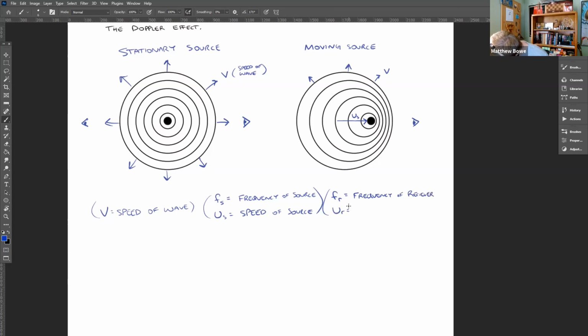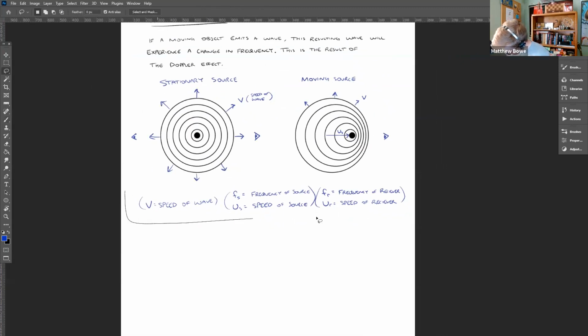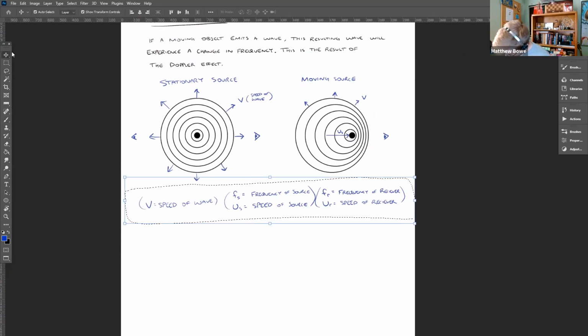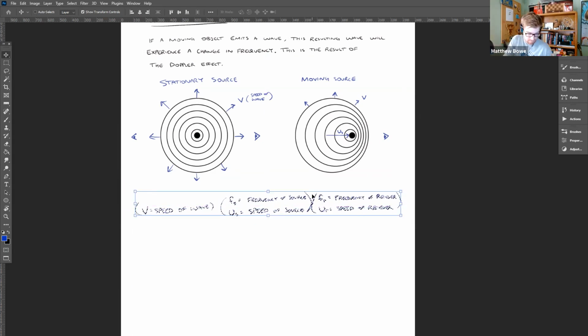And u_R, the speed of the receiver. Okay. Now that we have this all laid out, before I start throwing equations up on the board, let me say what would happen for a stationary receiver.